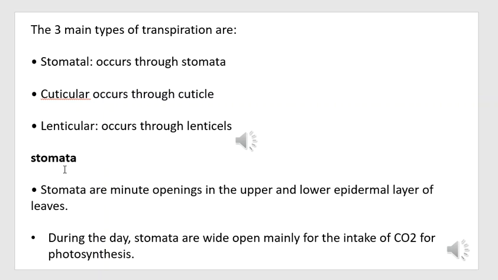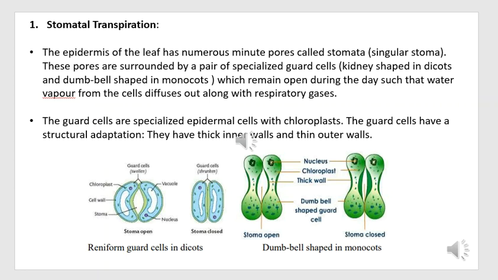You must first have an idea about the stomata. So what are stomata? Stomata are the minute openings in the upper and lower epidermal layers of leaves. During the day, the stomata remain open in order to take in carbon dioxide. You know very well that plants require carbon dioxide for the process of photosynthesis. So how do they cause transpiration? I have added four diagrams here. The white portions you are seeing are the stomata. Again, it is the stomata.